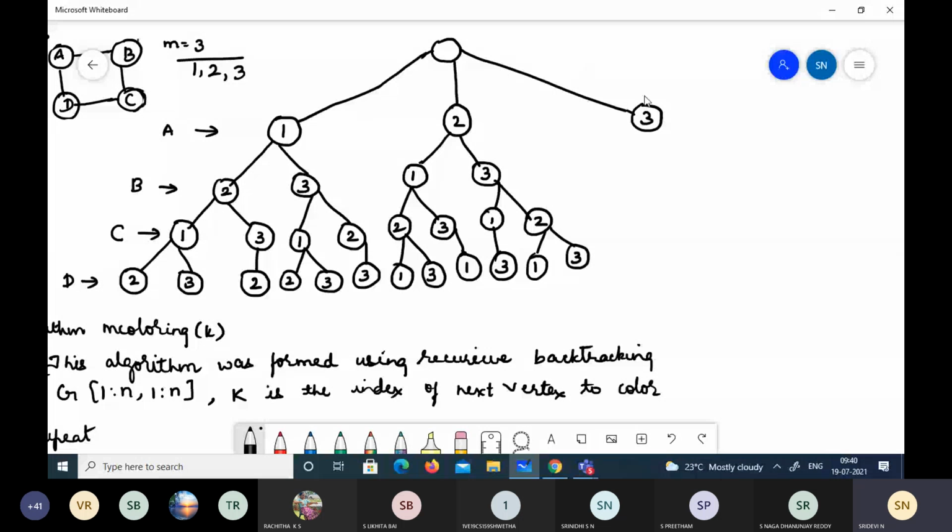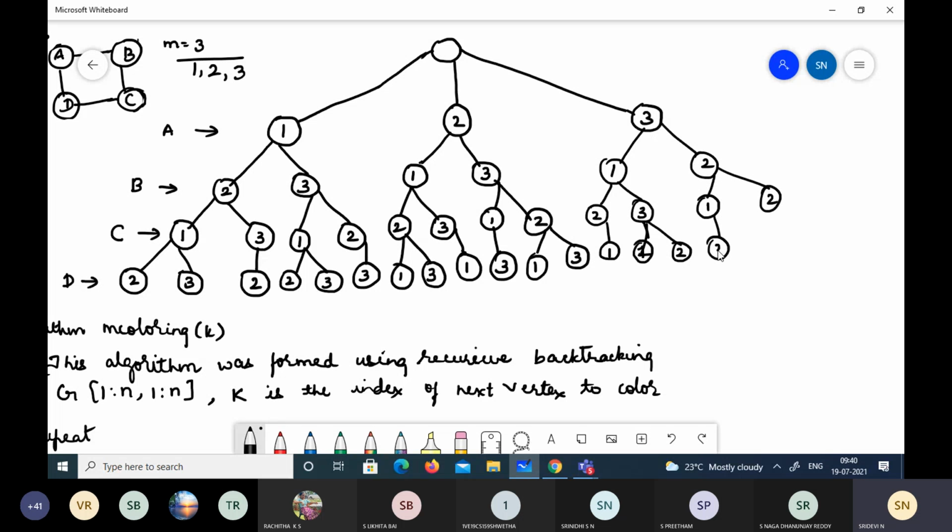To complete this, we can say that if B is colored with either 1 or 2, in that case C can be colored with either 2 or 3. In case it is colored with 2, the only option available is 1. If you have 3, 1, 2, you are left with only 1. Here you will have 2 options, 3, 1, so you can color with either 2 or 1. So if 3, 2, you can color with either 1 or 2. Here 3, 2, 1, you are left with only 1.